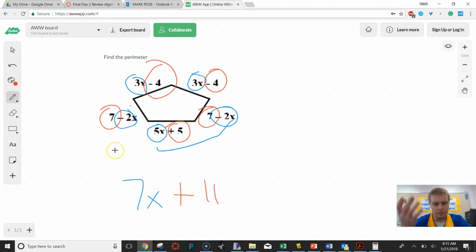The other thing I guess you could always do is write them all out and then add them long ways, but that takes forever. So just count up how many x's or whatever variables you have, always include the sign in front, and then do the same for numbers.